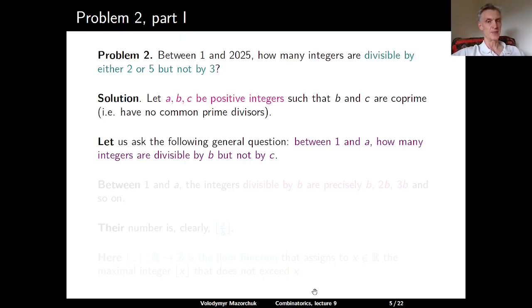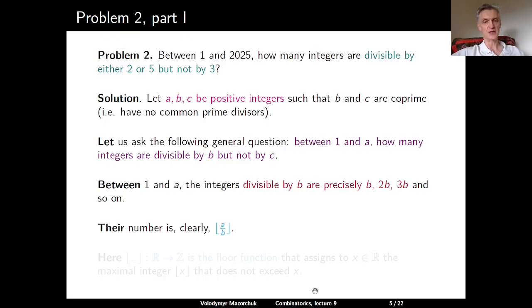Between 1 and A, how many integers are divisible by B but not by C? Let us start by finding how many integers between 1 and A are divisible by B. So what is divisible by B? That's B, 2B, 3B, and so on. And so it's clearly the number of such integers is A divided by B.